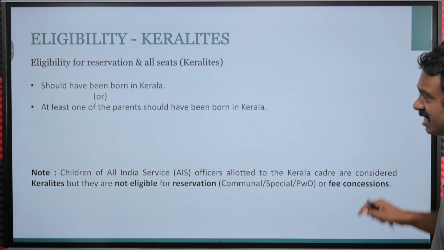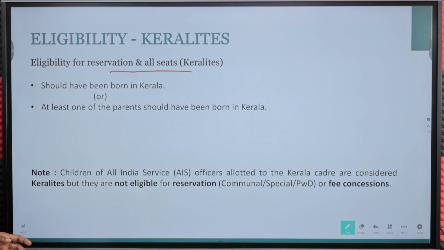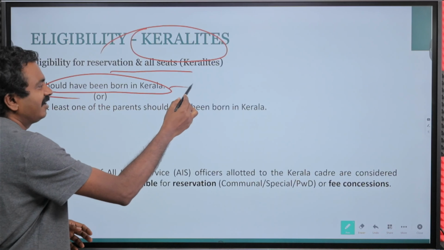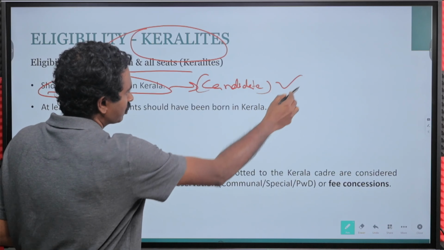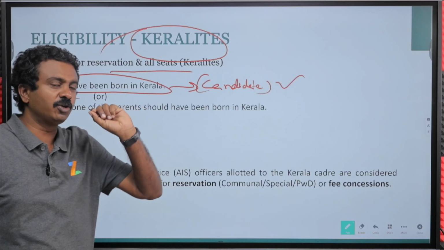Who are Keralites? It is a very simple eligibility criterion as far as Keralites are concerned. Keralites should have been born in Kerala. So basically, if the candidate was born in Kerala, I have studied my 12th, I am going for MBBS, and I was born in Kerala, then I am a Keralite. What documents are required for this? We will get to that later.